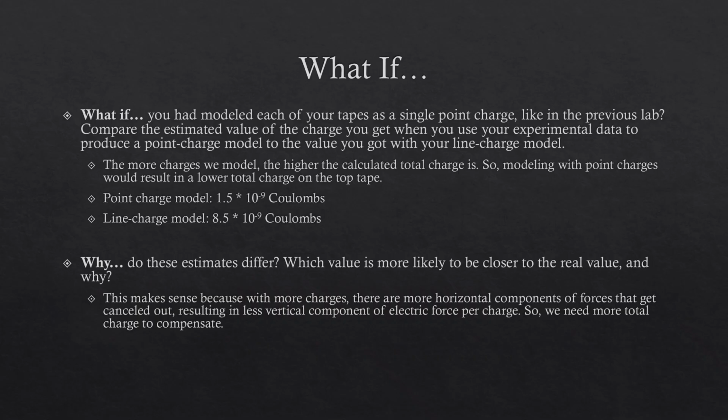If I modeled each piece of tape as a single point charge, again, it would have resulted in a lower total charge on the top tape. And the reason these estimates differ between the point charge model and the line charge model is because with more charges, there are more horizontal components of forces that get canceled out, resulting in a smaller vertical component of the electric force. That means we need a higher total charge to compensate for that.